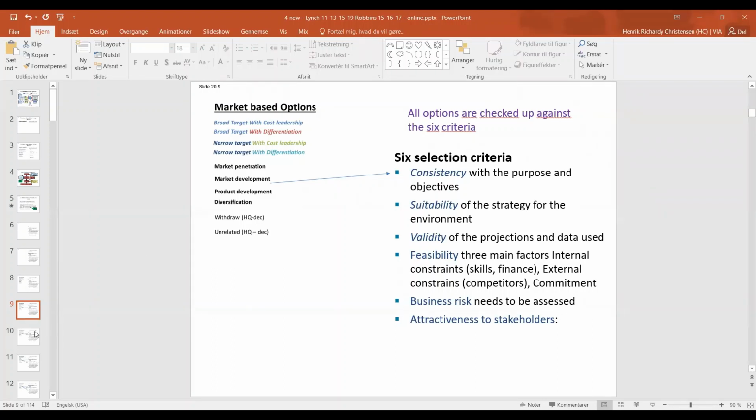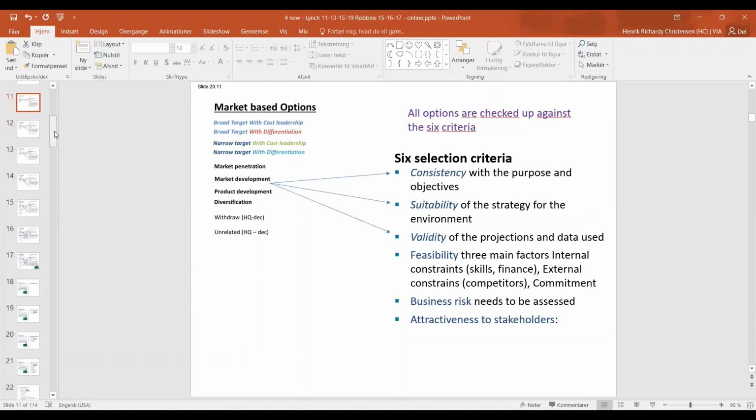And of course, then you can easily count on suitability of that strategy. So market development, is that suitable for this environment that we are going into? Even though our research might show that, yes, it's a good option, does it really suit that particular environment? Also, what about the validity of the projections and the data that we have used? Are they okay? Because if not, then we might have based our decision on a wrong data set, and that's not, of course, the best thing.